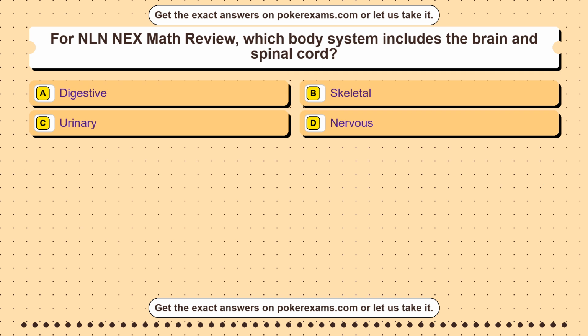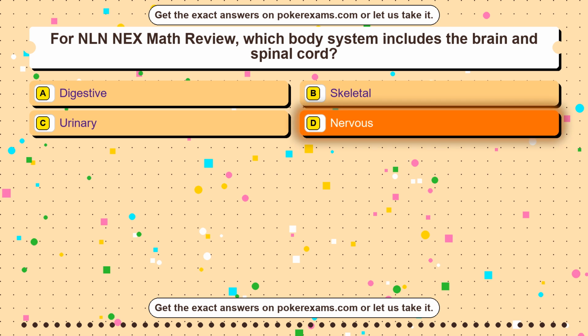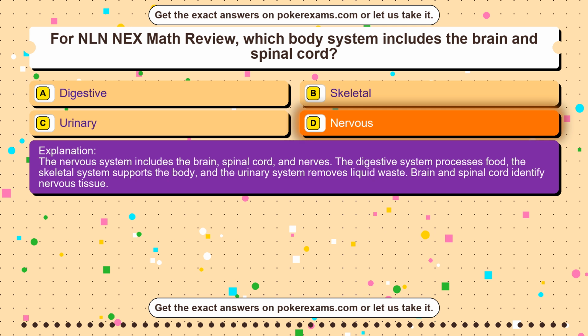Question 22. For NLN NEX Math review, which body system includes the brain and spinal cord? Option A digestive. Option B skeletal. Option C urinary. Option D nervous. The correct answer is option D. Nervous. The nervous system includes the brain, spinal cord, and nerves. The digestive system processes food, the skeletal system supports the body, and the urinary system removes liquid waste. Brain and spinal cord identify nervous tissue.